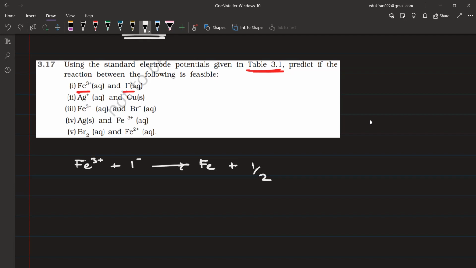Okay, so sorry, I2. So basically what they are asking is Fe3 plus should be reduced and iodine negative oxidized. So is this possible? Yes or no? So you have to compare. Okay, first write the question, and then tell me what is the E naught of Fe3 plus to Fe, and the E naught of iodine negative to I2. Look at both of these and tell me.